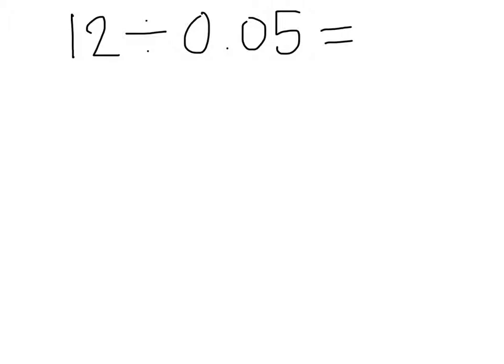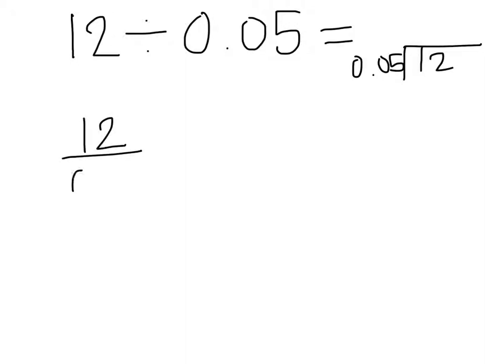Well, okay, so that's the same as 12 divided by 0.05, right? But I want to write it as a fraction. Is that a fraction? Oh, no. So how can I write this as a fraction? 12 over 0.05. Good. And we don't want there to be decimals, right, in the divisor. We really don't like decimals in the divisor.